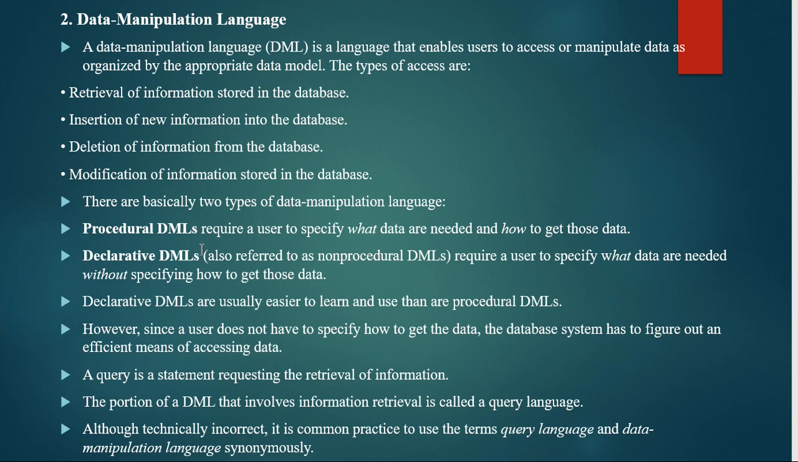Then you have declarative DMLs. Declarative DMLs are also termed non-procedural DMLs. These declarative DMLs require a user to specify what data is needed, and here no consideration is given to how to get that data. In procedural DML we have to specify which procedure is to be applied to get particular data from the database. In declarative, we are not specifying the procedure. What we need to specify is what data we want to access from the database.